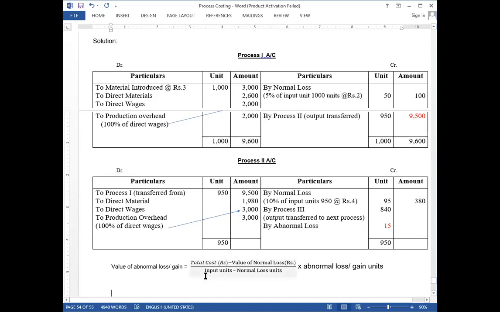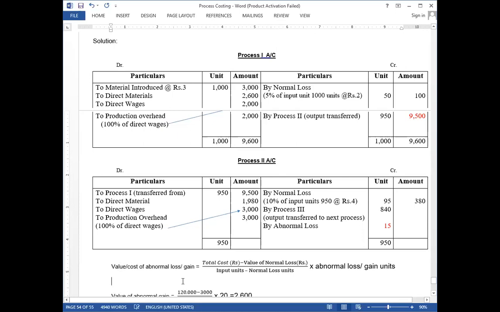Next, you have to divide by the input units. Input units are in the unit column, so 950 minus the normal loss units. Here normal loss is 95 units. Sometimes weight loss also will be given. You should take both, weight loss as well as scrap value, both the units, and minus them from the input units. Then you multiply by the abnormal loss or abnormal gain units, and you will get the value of abnormal loss, that is the cost of abnormal loss or abnormal gain.